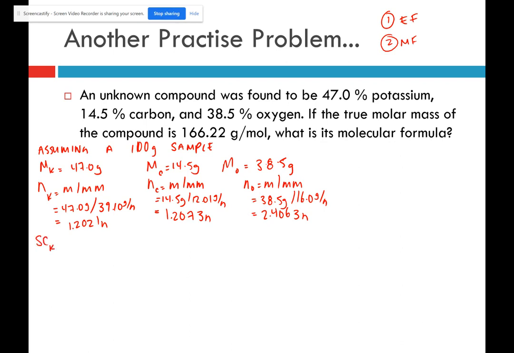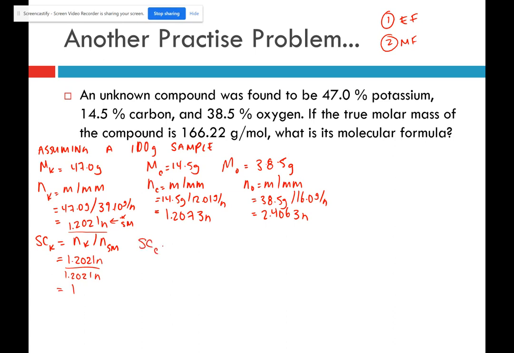Okay, now that I know my 3 moles, I can figure out my subscripts. So my subscript for potassium is going to be my moles of potassium divided by my moles of whatever is the smallest number. If I look here, 1.2021 is my smallest. I need to divide everything by this number. So 1.2021 moles divided by 1.2021 moles, because the same number is going to give us 1.